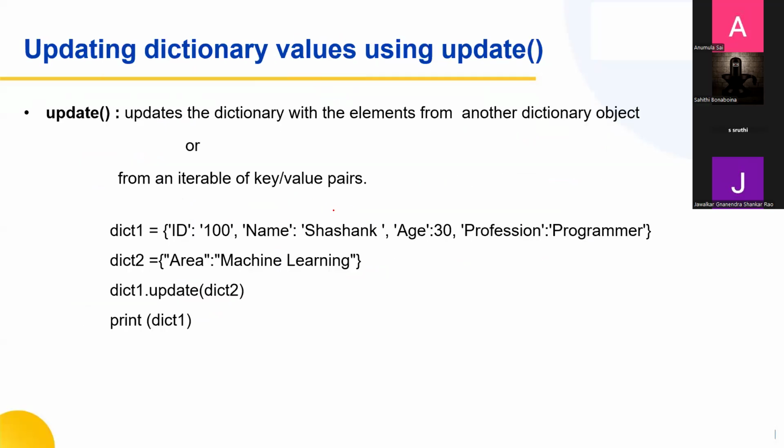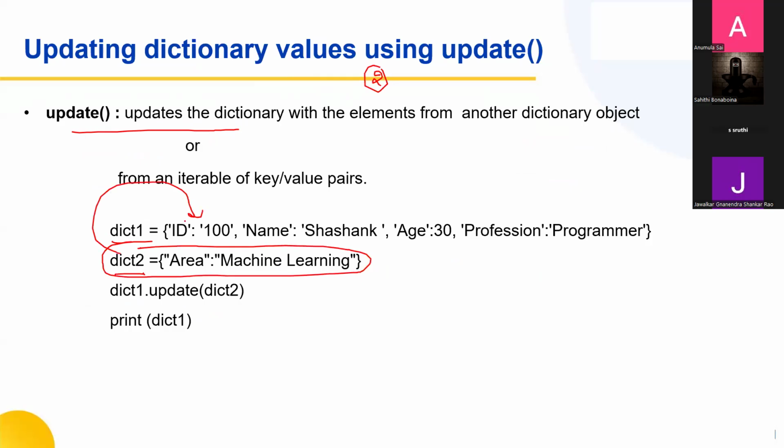Now, the second one is the update function. The update function is used to update the data. How will it be updated here? I have two dictionaries. The second dictionary, dictionary 2, I wanted to update with the first dictionary. So I will be calling dictionary 1 dot update of dictionary 2. So this area, machine learning, will be added in the first dictionary. Is it okay? This is the second case.